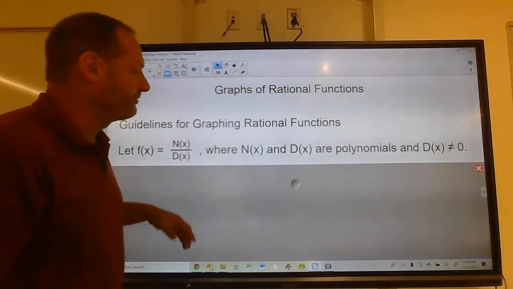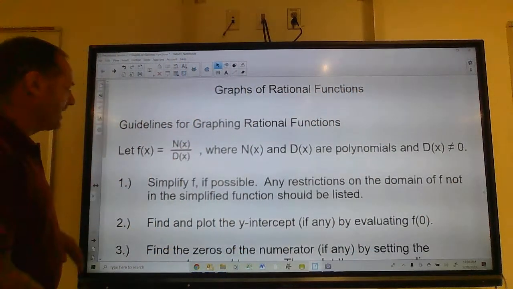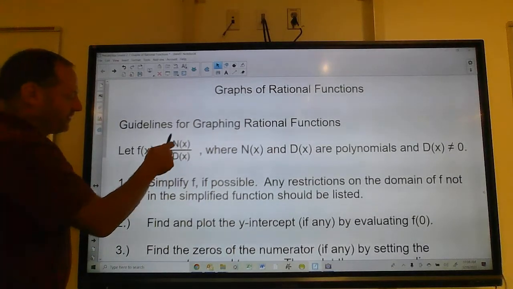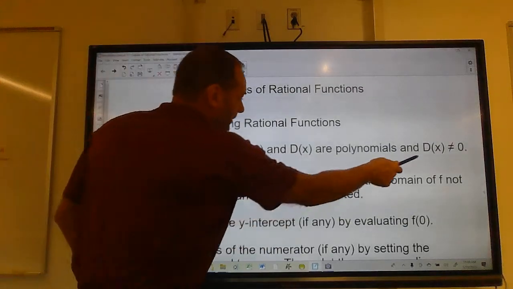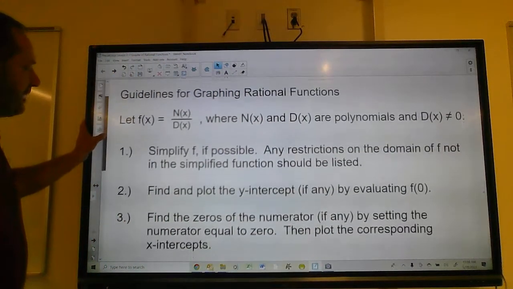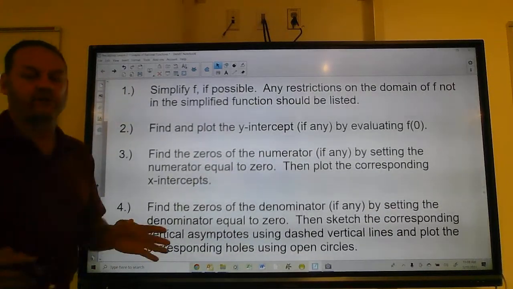So, what is a rational function? A rational function is basically a function that is made from a fraction. So it's got a numerator and a denominator. Okay, the denominator can't be zero. And what you're going to want to do to graph these things is follow a process, and it's really pretty simple.